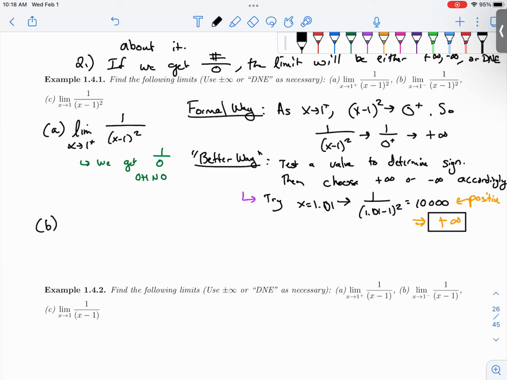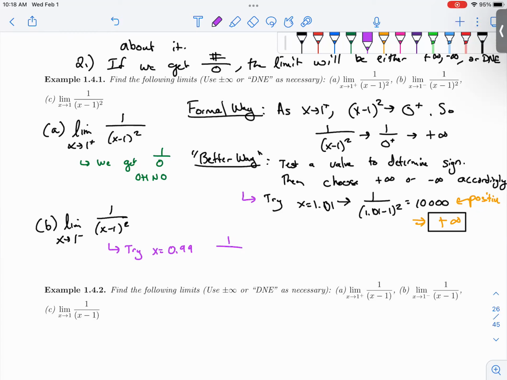So part B, you get the limit as x approaches 1 from the left of 1 over (x minus 1) squared. And so we already know it's going to be 1 over 0, so we don't need to try it again. So we're going to try x equals 0.99. You could try 0.999 if you want to. Doesn't matter.